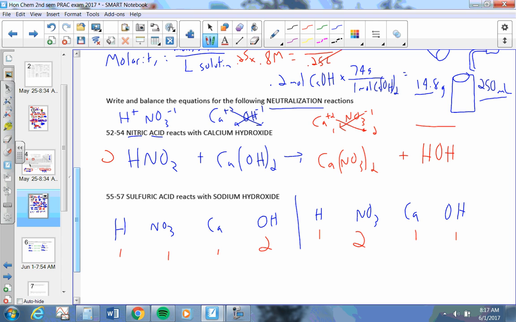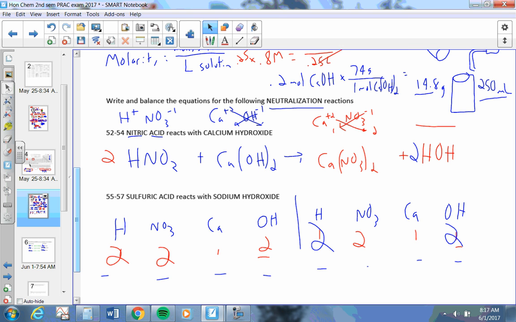So if I put a 2 here, that changes this to 2, but it also changes this to 2. I also have to double my hydroxides. I got 2 here and only 1 here. If I put a 2, that'll double my hydroxides, but that also made my hydrogens be different. If I go down the line, I see 2, 2, 1, 2, 2, 2, 1, 2. That is a balanced reaction.